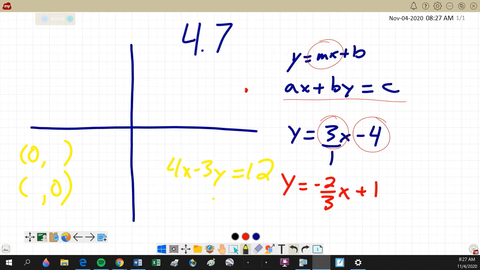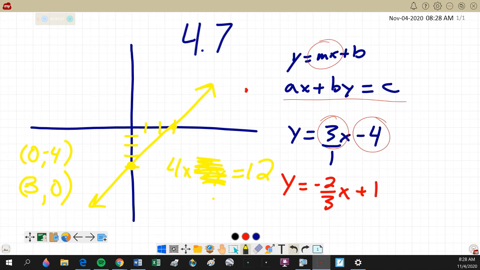And all you have to do is get rid of the x and solve for y. When I delete the x, what does y equal? -4. So the y-intercept is -4. Okay, if I delete the y value, what does x equal? 3. Pretty easy, right?